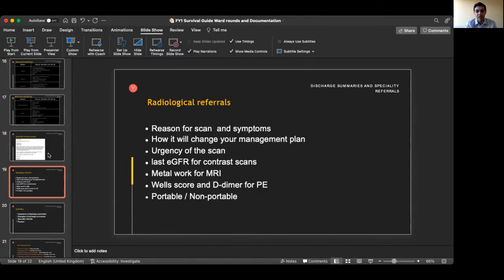And lastly, you should specify whether you want the scan portable or non-portable. In general, most of your scans will be non-portable, and the few exceptions will be for critically unwell patients who would require a portable chest X-ray because they cannot be moved to the radiological department due to their high oxygen demand. So usually for patients on 15 liters non-rebreathe mask, you can't really wheel them down to the radiological department. You'll need to get a portable chest X-ray. But for the majority of your patients, it will be non-portable scans. So they will have to be brought in by the porters to the radiological departments.